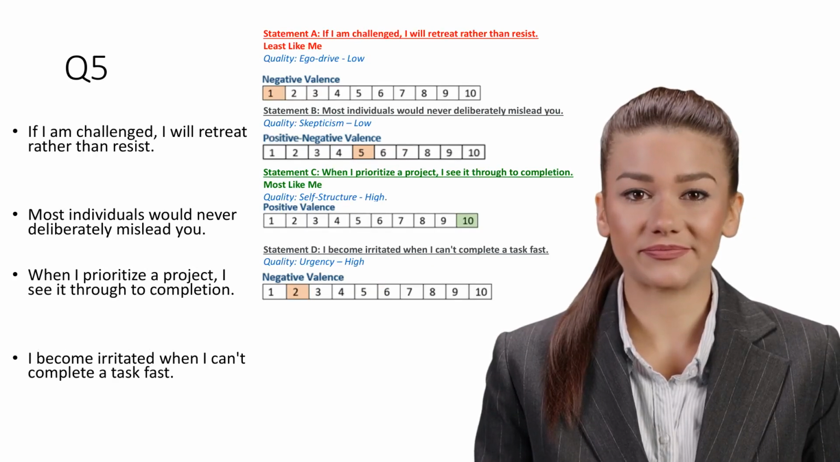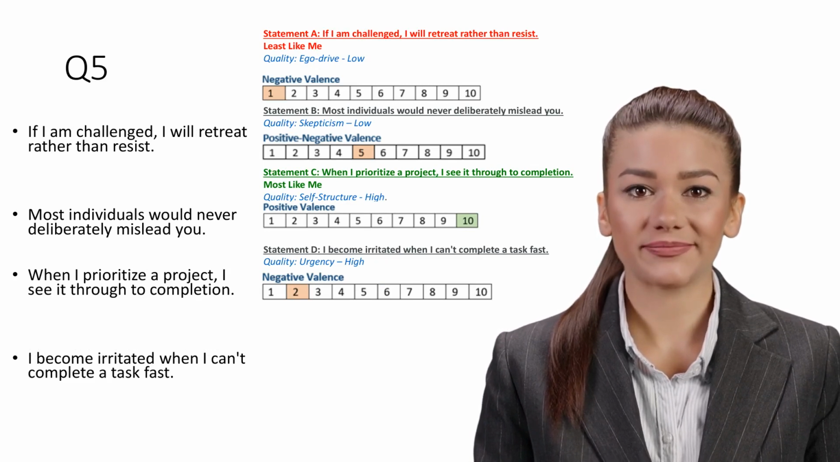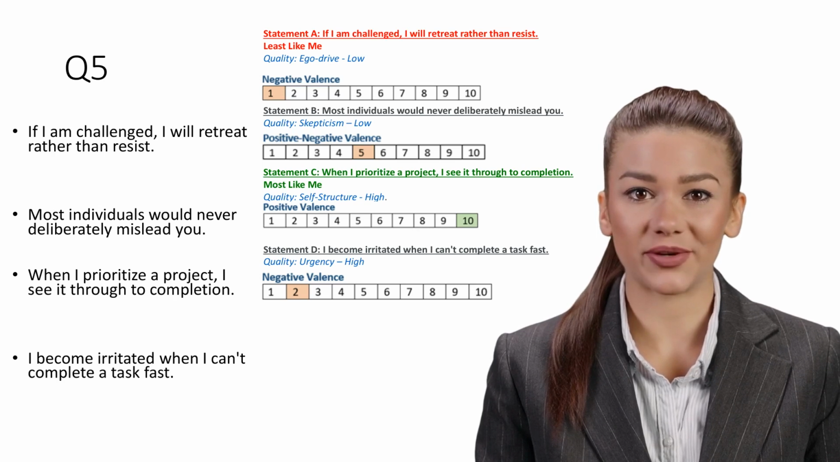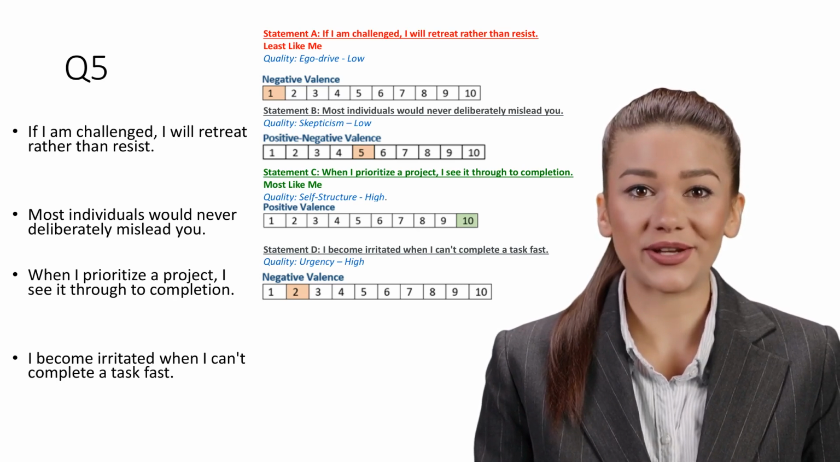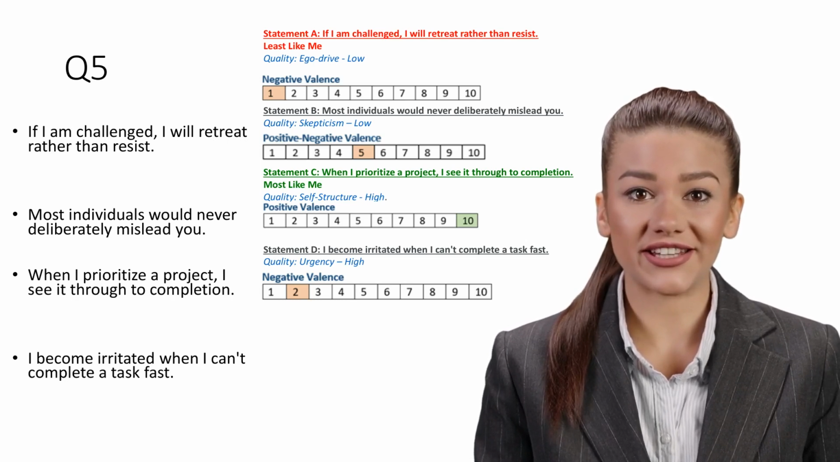Question 5. Statement A. If I'm challenged, I will retreat rather than resist. Least like me. Quality, ego drive, low. People that score low on the ego drive trait are unlikely to put up much energy into reaching an agreement. Rising to challenges and finding a way forward is a preferable approach.